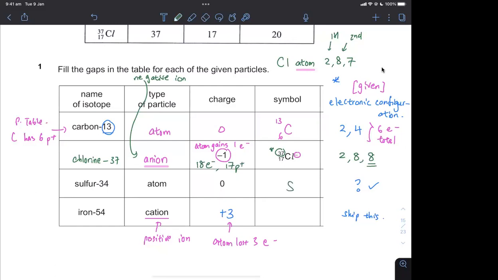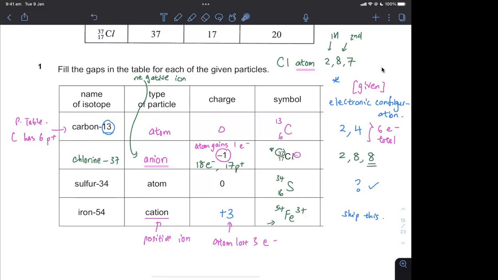This is sulfur 34 and 16, and it hasn't got any charge. This is iron. So iron 54. I forgot what the atomic number is. You have a look in the periodic table and you find out that for sure. This is iron 3 plus, with a plus 3 charge.